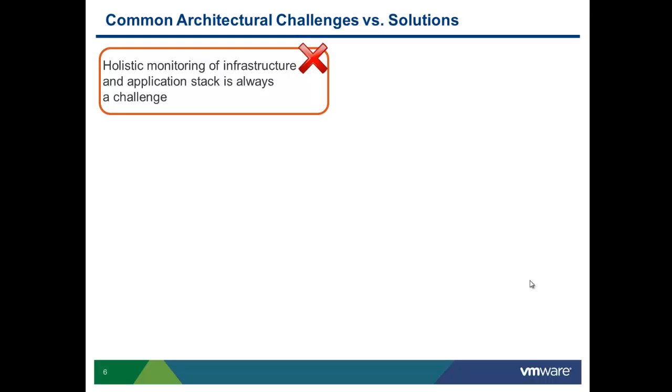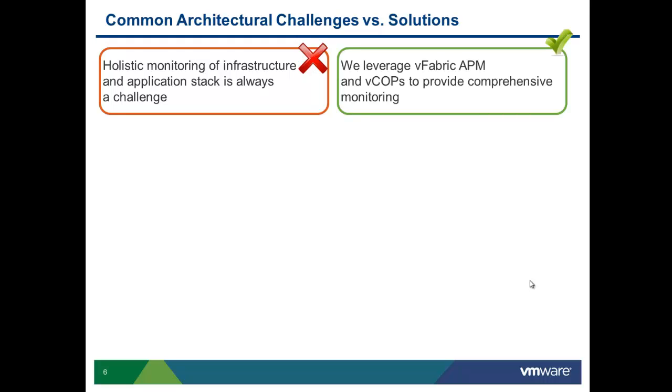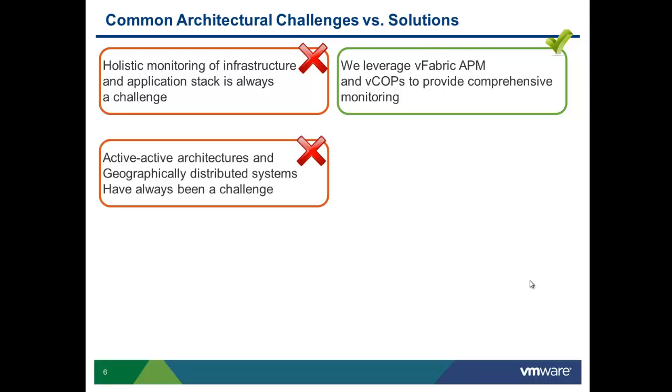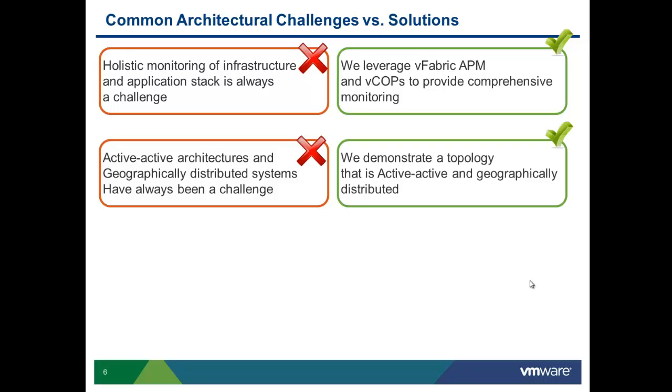Holistic monitoring of infrastructure and application stack is always a challenge. We leverage vFabric APM and vCOps to provide comprehensive monitoring. Active architectures and global distributed systems are always challenging to build in a robust fashion. In vFabric reference architecture, we leverage the vFabric SQLFire WAN gateway process to build a globally distributed topology that is robust and reliable.